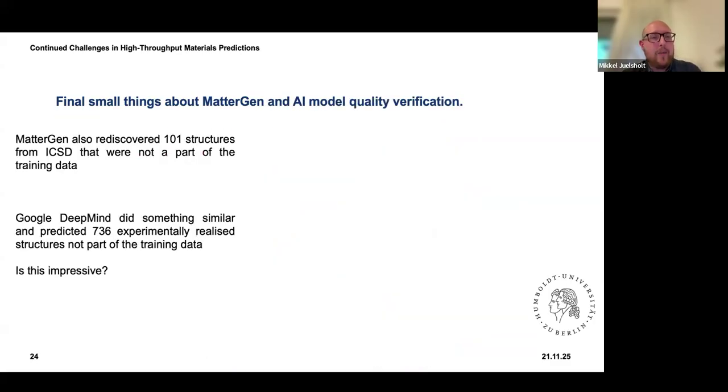Another thing I just want to point out, which is also not in the preprint, but I always think is funny. So MatterGen, they claim they rediscovered these 101 structures in the ICSD, which were not a part of their training data. And in Google DeepMind's paper, they said they predicted these 736 experimentally realized structures that were not a part of their training data. And when we discuss this kind of thing, I always want to ask the question: is this impressive at all?